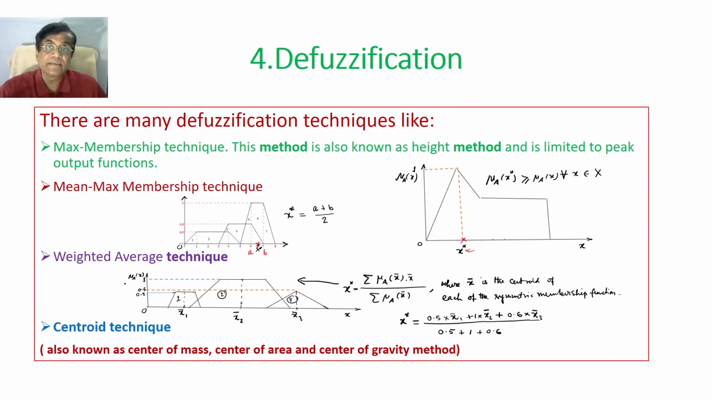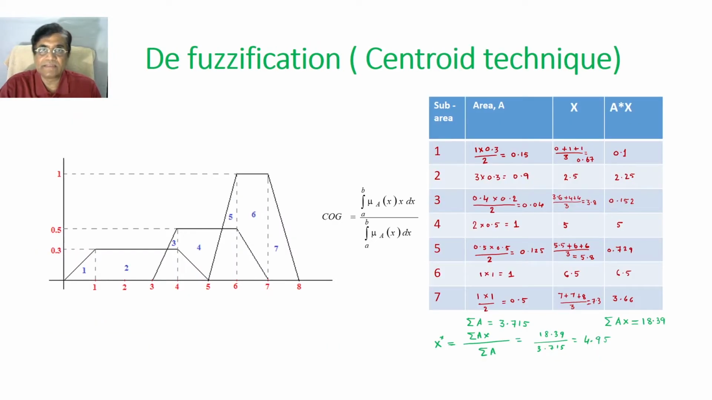Another widely used technique is called the centroid technique. It also has the names center of mass technique, center of area technique, and center of gravity technique. Okay, so let us discuss in a little detail this centroid technique. So this is your mu A(x), and this is my x.